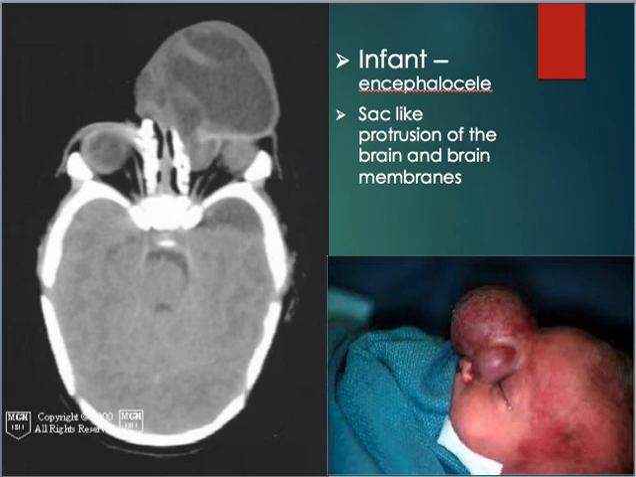This is an encephalocele. An encephalocele is a buildup of fluid in cavities. This sac-like protrusion comes out of the brain. Here, it's a growth. This is what the CT looks like, and this is what it looks like on the infant.